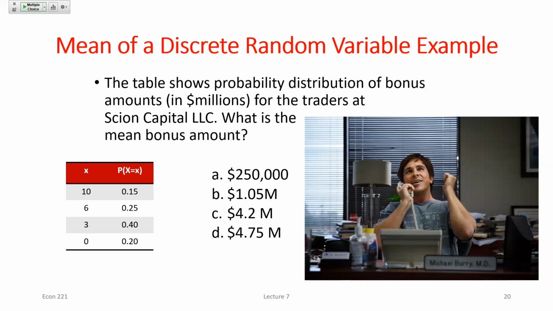I don't know which of these makes more sense, but the process I'll use is to go through every X value: 10 times 0.15, plus 6 times 0.25, plus 3 times 0.4, plus 0 times 0.2. If I do that, I end up getting 4.2. Okay? It's something we've already done, but honestly a little bit easier. You don't have to worry about that denominator at all. And it's pretty easy to identify our weights because we're only looking at probabilities, so that probability will always be your weight.